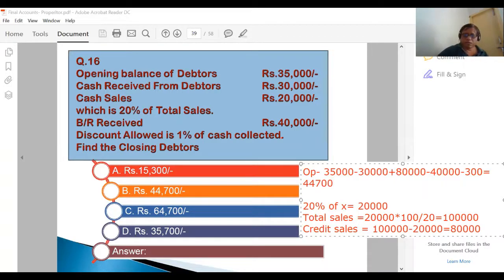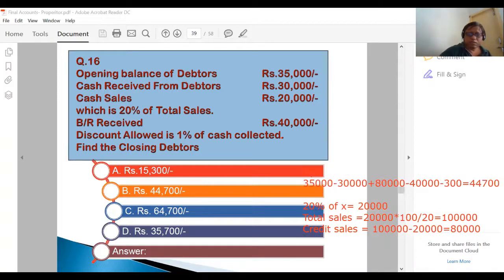Are all of you clear? So what I'll say is, 35,000 is opening balance, 30,000 cash received, and credit sales of 80,000, right? Minus bill received, minus discount allowed, that we need not collect. So the answer is 44,700. Okay, please copy this.